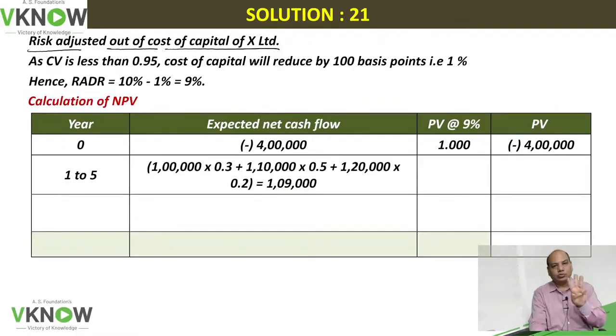There are 3 possible cash flows: 1 lakh with 0.3 probability plus 1 lakh 10,000 into 0.5 probability plus 1 lakh 20,000 into 0.2 probability. So calculate and give me expected net cash flow. Expected net cash flow is 1 lakh 9,000. PV factor at 9%, 3.890. Please check. 424,010 present value.